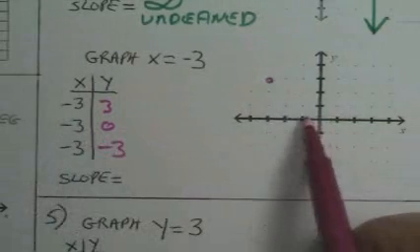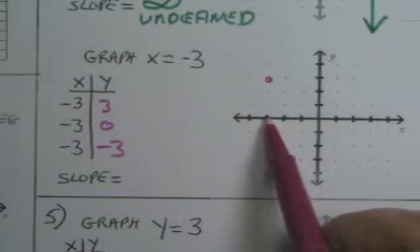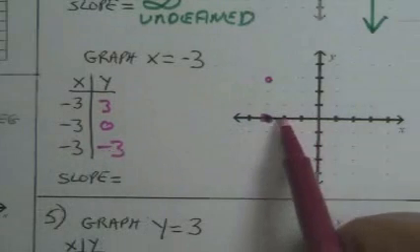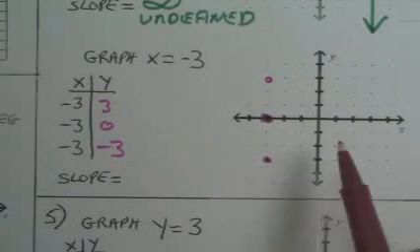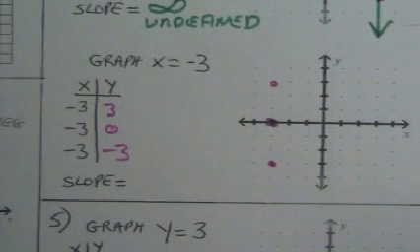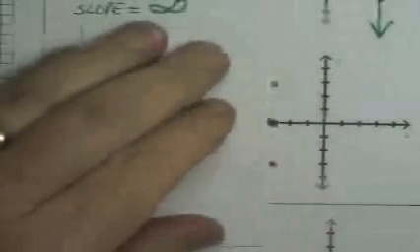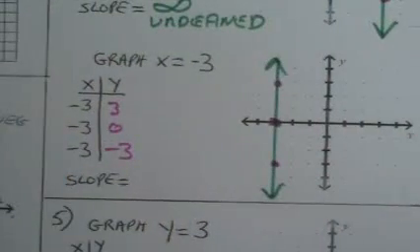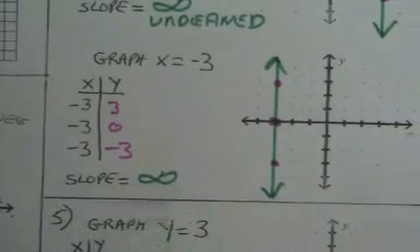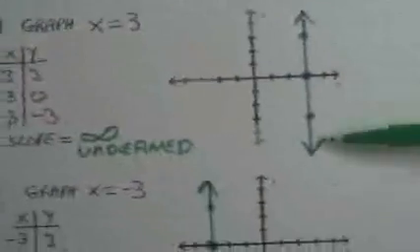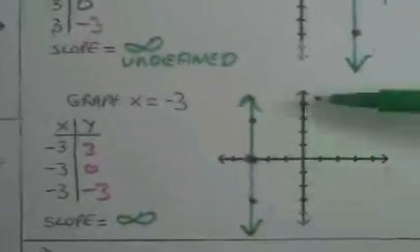Next one, (-3, 0). Negative 3 sideways, and up nothing. Next one, negative 3 sideways, and then down 3. Notice the straight line you're making. Okay, I'll graph that quickly. And what's the slope? That's right, it's undefined. So if you have x equals 3, it looks like this. x equals negative 3. See that? They're going up and down.